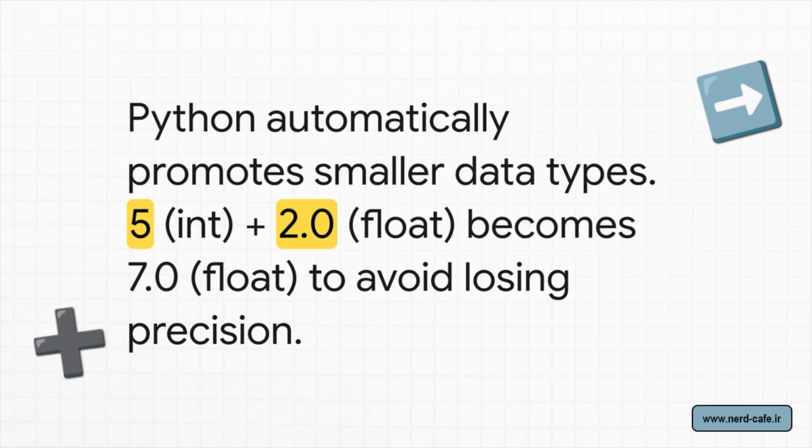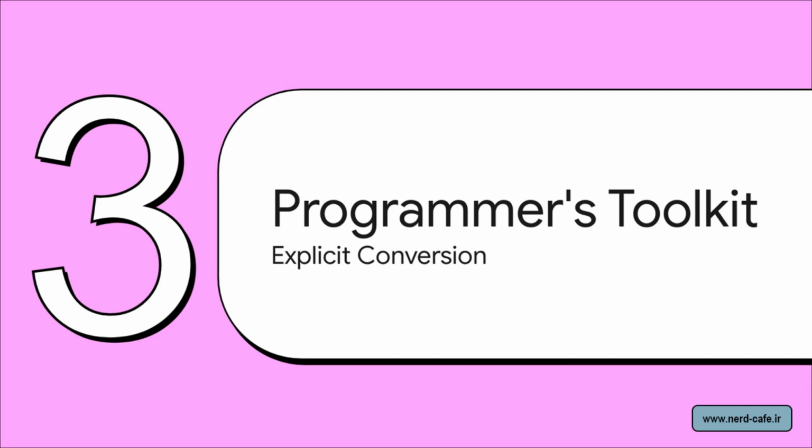And here is a perfect example of that automatic implicit conversion. Let's say you add an integer, like 5, to a floating point number, like 2.0. Python knows that if it makes the answer an integer, you'll lose that decimal information. So it automatically promotes the 5 to a float before it does the math, giving you the much more precise answer of 7.0. No data lost. Pretty smart, right?